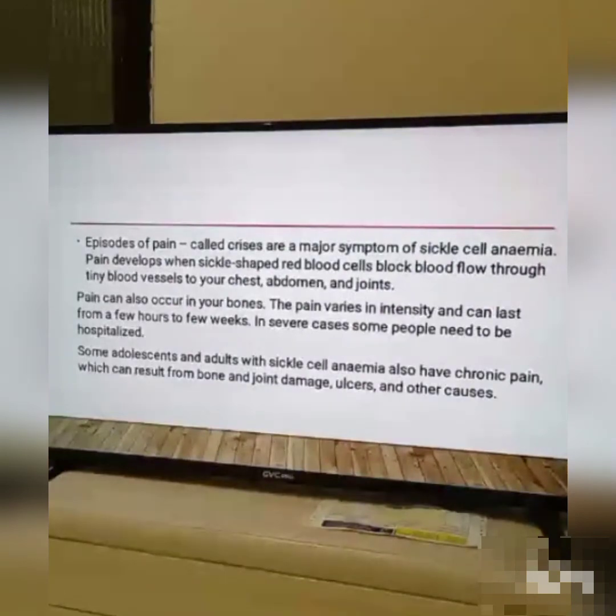And what happens is that the sickle-shaped cells that block blood flow cause a lot of damage to the cells that the vessels are supposed to go to. There's pain in the bones, in the blood vessels in the chest. There's pain in the abdomen. There's pain in the joints. All these are as a result of blockage of blood vessels by these sickle-shaped cells.